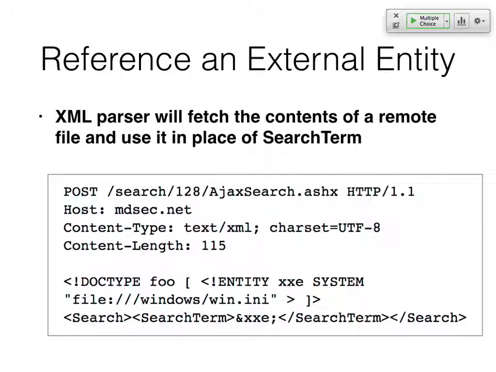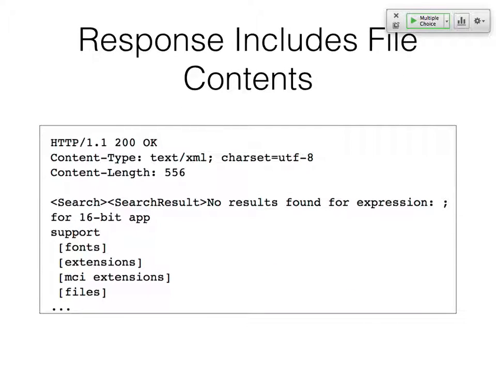So now the XML parser will fetch the contents of the remote file and put it in place of the search term. They defined XXE to be this thing, and it will now put the contents of that file in. So when I search, it'll say no results found for the expression, and there's the contents of the file. This is where you create a sort of metacharacter, which is then interpreted as pointing to something in the file system.